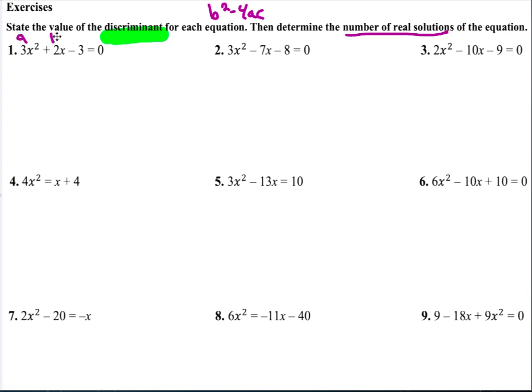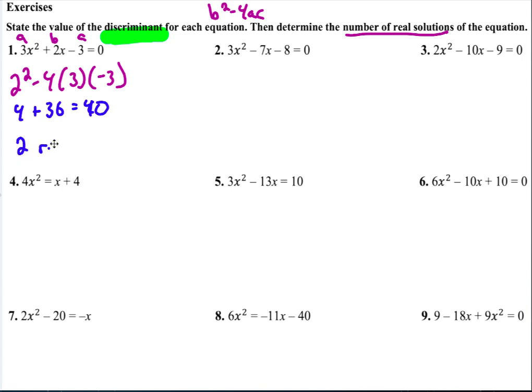So here's my a, my b, and my c. So b squared, 2 squared, minus 4 times a times c. Okay. It's no longer equal to 0 because I'm not doing the whole equation. So I get 4 plus 36 is 40. I got a positive answer. So I'm going to have two real number solutions.